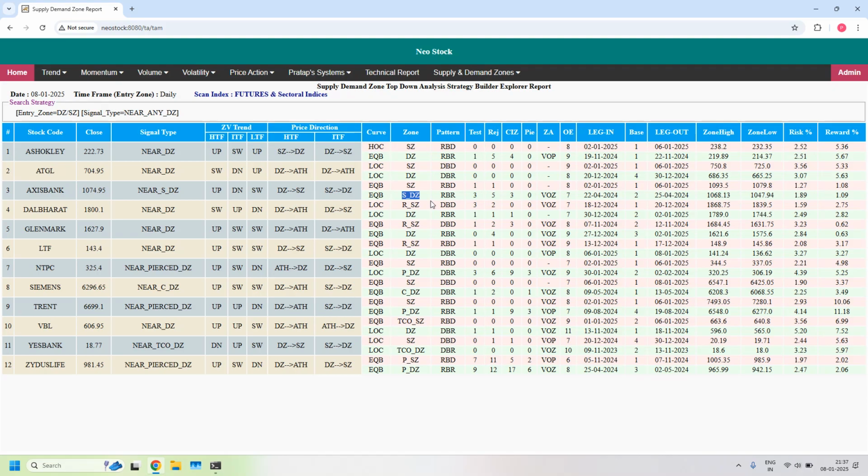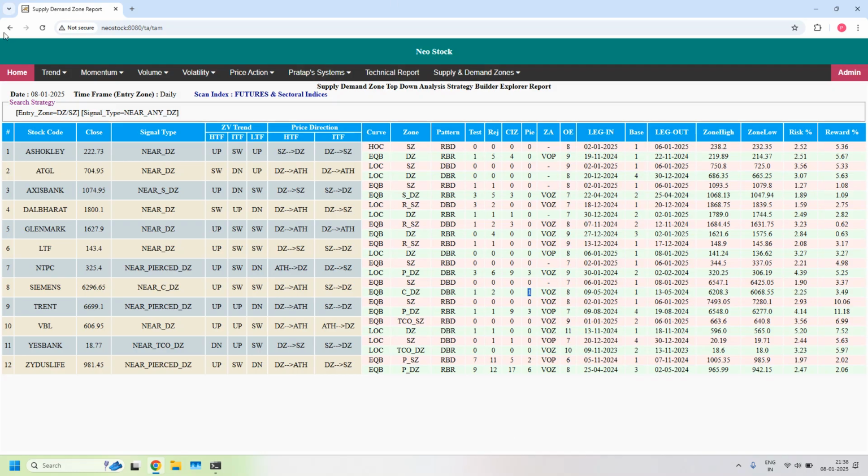Axis Bank is having a high liquidity daily demand zone. Siemens is pierced, so we can't use it for the HLQ zone strategy. That's it. We have 12 stocks filtered, but only one high liquidity daily demand zone is available in this list.